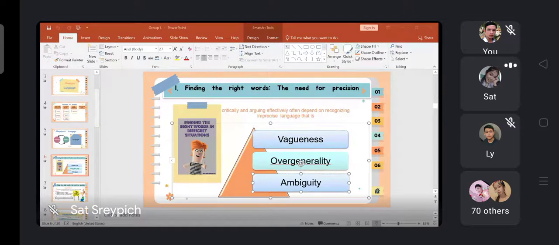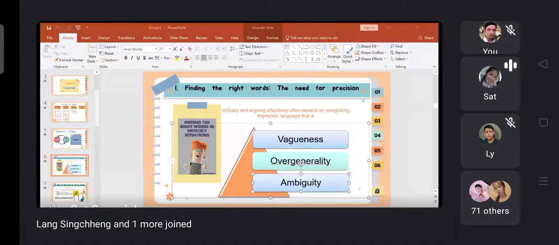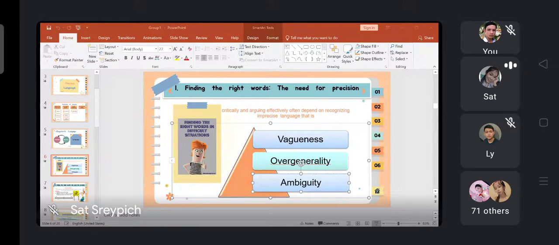Thinking critically and arguing effectively often depend on recognizing imprecise language. The first one is vagueness, the second one is overgenerality, and the last one is ambiguity. So the first one is vagueness. Vagueness is a kind of imprecision in language. It is a word or a group of words whose meaning is blurry or inexact, lacking precise information.